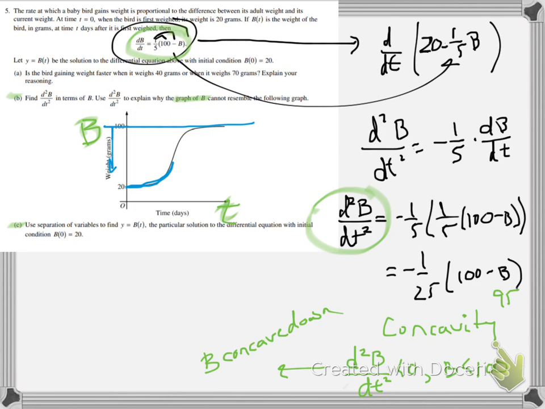It's not possible. So again, the second derivative tells us about concavity, showing us that it'd be concave down every time b is less than 100, and that doesn't fit with what we see in the graph. We see that b is actually concave up on that section. And so that's why it's not possible.